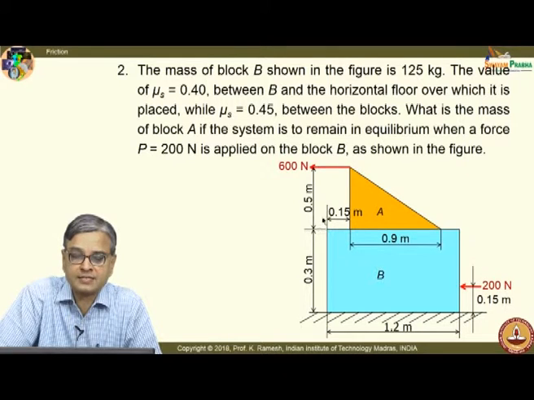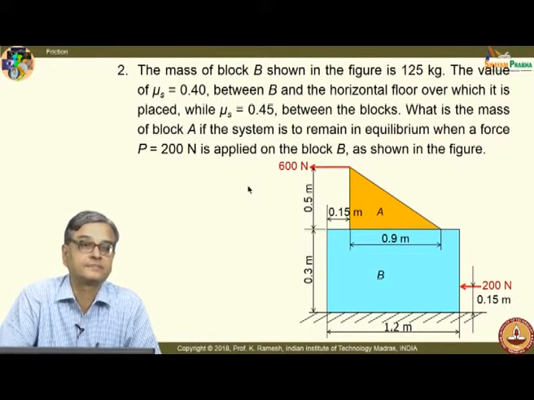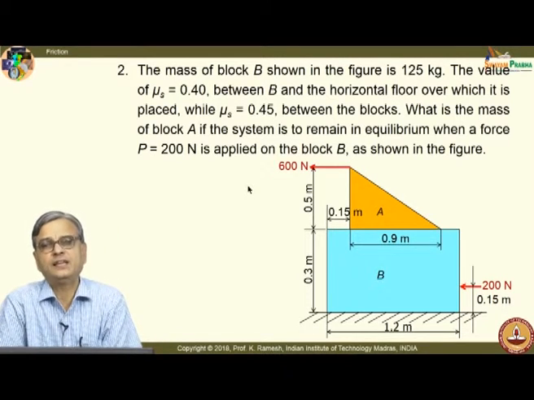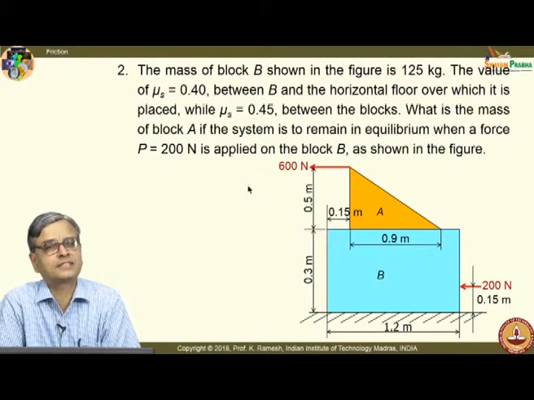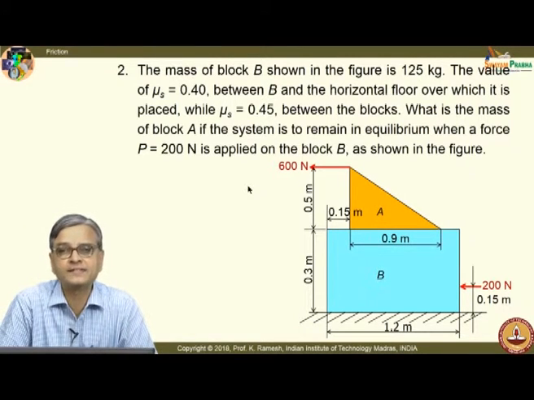And the question asked is, what should be the weight of the block A so that the system remains in equilibrium under the action of the external forces, 200 newtons and a 600 newton force applied at the tip of the block A. It's a very fictitious problem to understand various aspects of visualizing and taking a strategy to solve this problem.